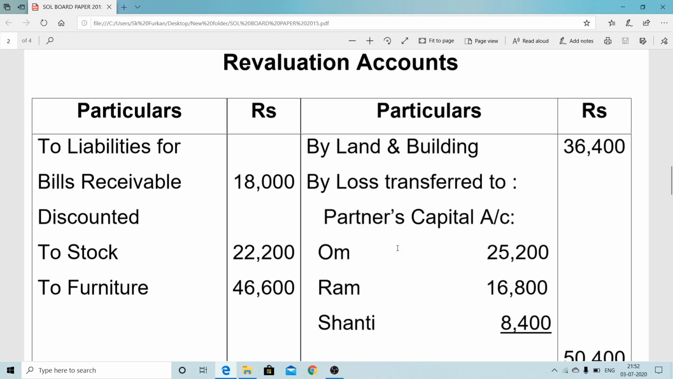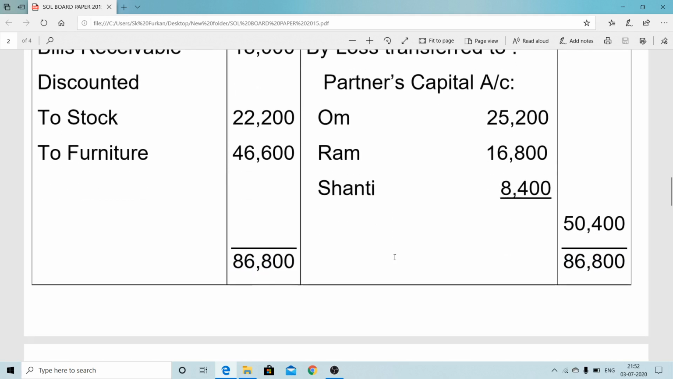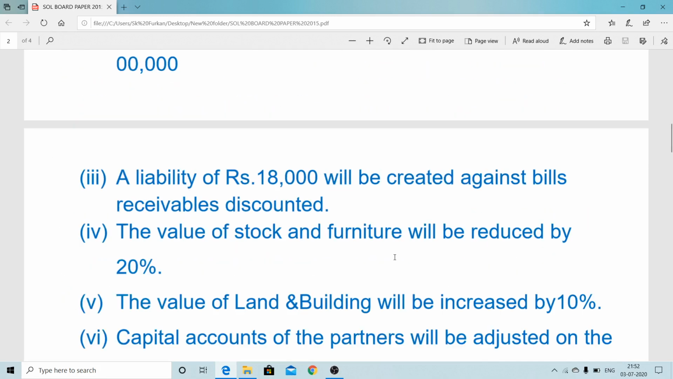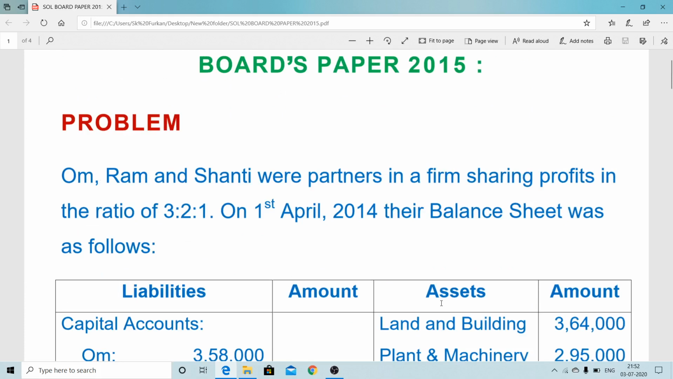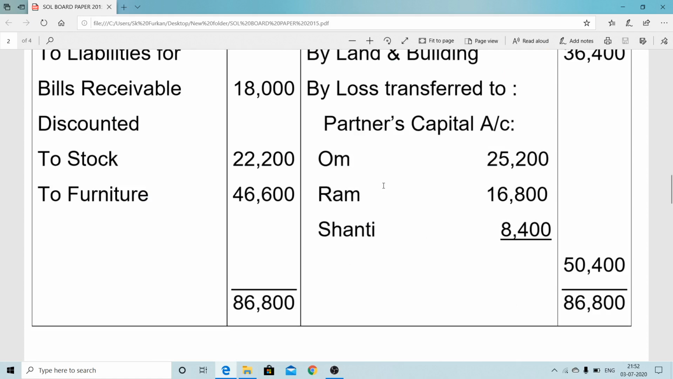So this loss on revaluation we have to transfer to the old partners as per the rule. There are 3 partners, Om, Ram and Shanti, and their old profit sharing ratio is 3:2:1. On that ratio here we distributed the loss on revaluation. Om's share on that basis came 25,200. Ram's share came 16,800. Shanti's share came 8,400. Total of the loss 50,400. So both sides tally.